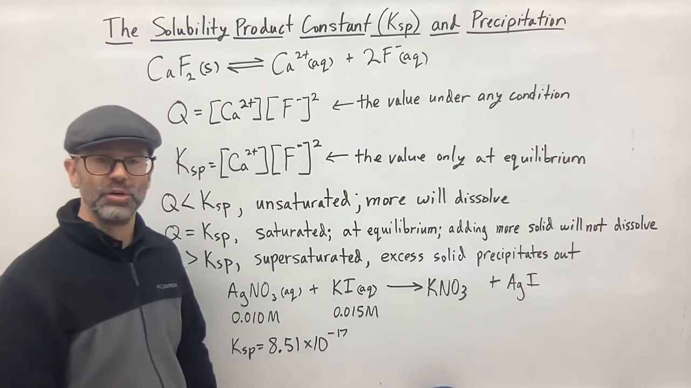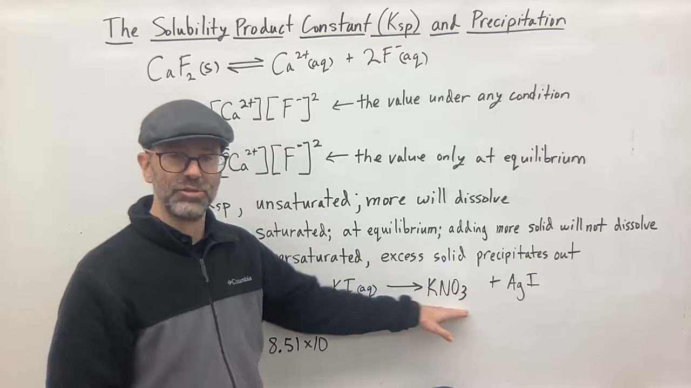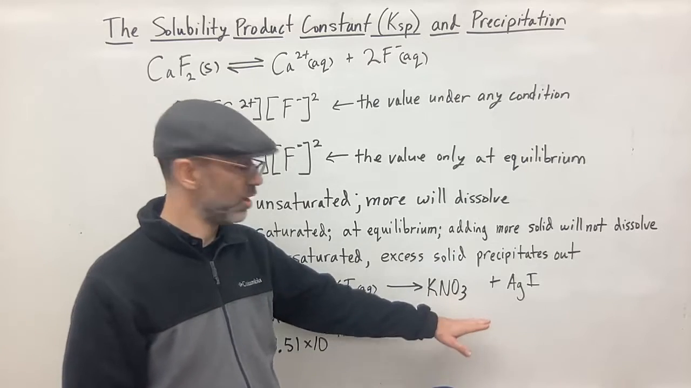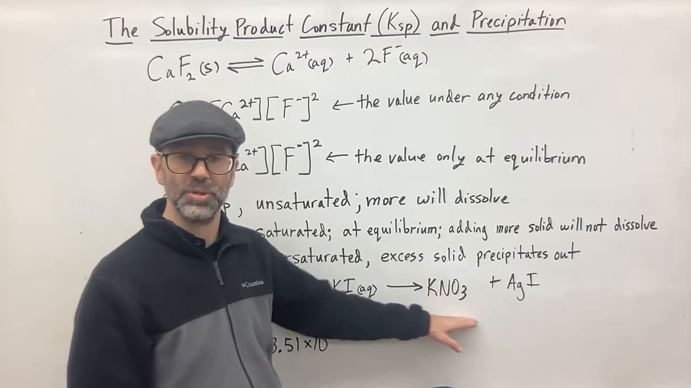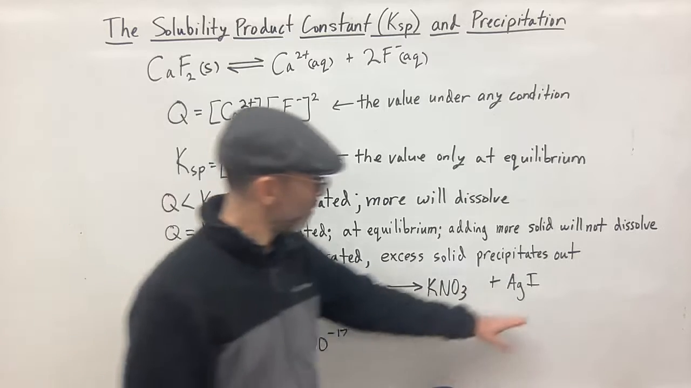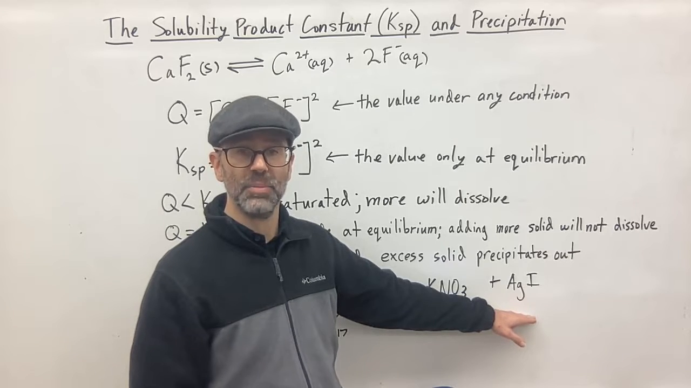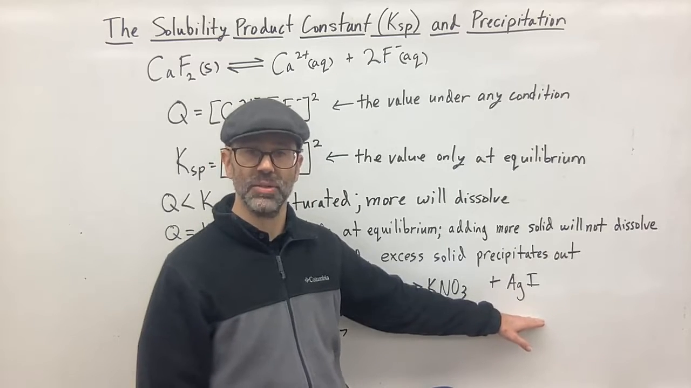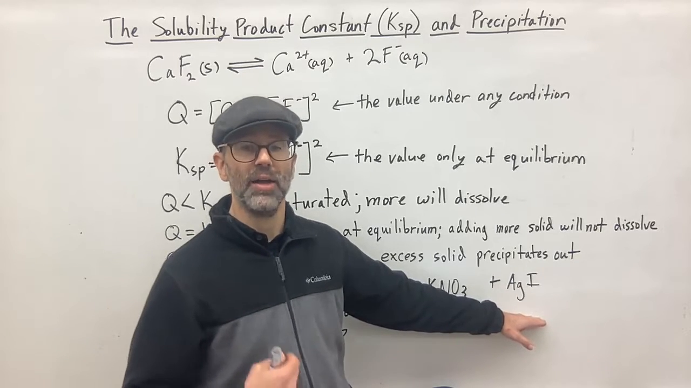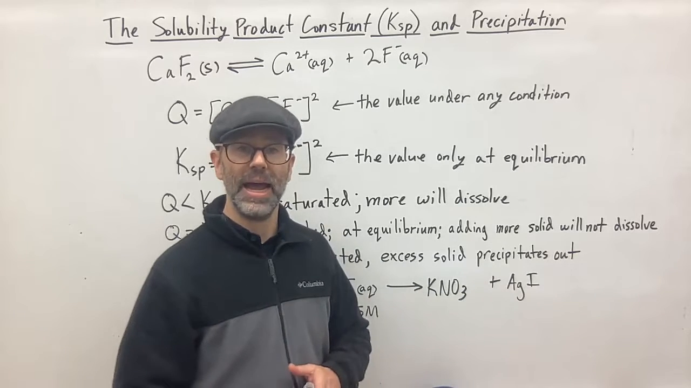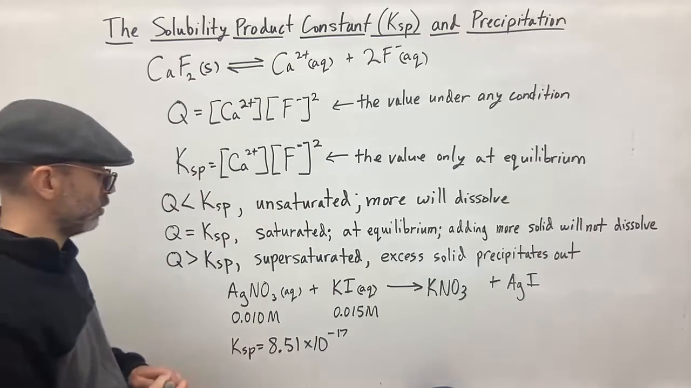And so now I want to know, is a precipitate going to form? Well, I know from my solubility rules that nitrates are going to be soluble, so no precipitate is going to form from here. But my silver iodide can form a precipitate. My solubility rules would tell me that this is insoluble, and therefore would form a precipitate. But will it, right? It's only going to form a precipitate if I have enough ions in solution. So I need to figure out what my Q value is.